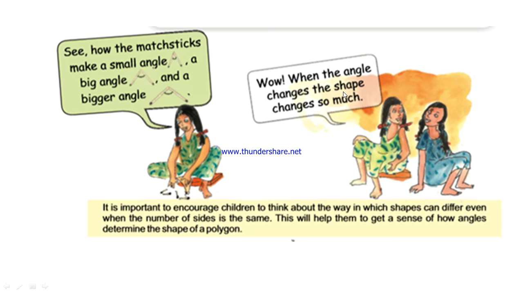Wow, when the angle changes, the shape changes so much. Yes, of course. When you change the position of the angle, the shape also changes. So it's important to encourage children to think about the way in which shapes can differ even when the number of sides is the same. Did we see it? The sides are the same, 6 sides, but we get different shapes. How do they differ? Because of the angles.